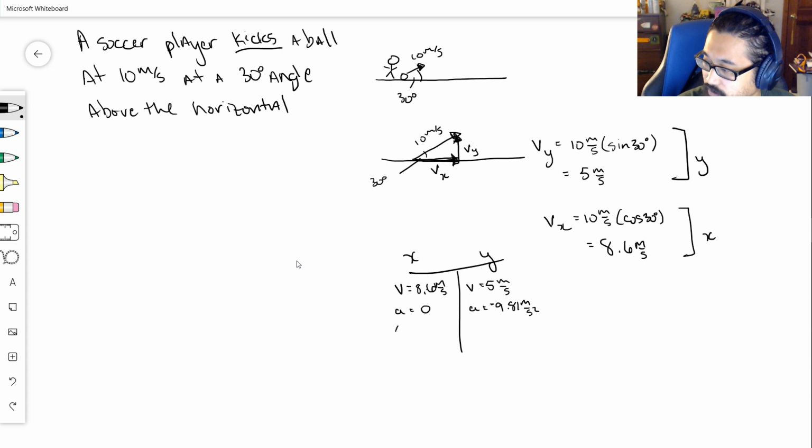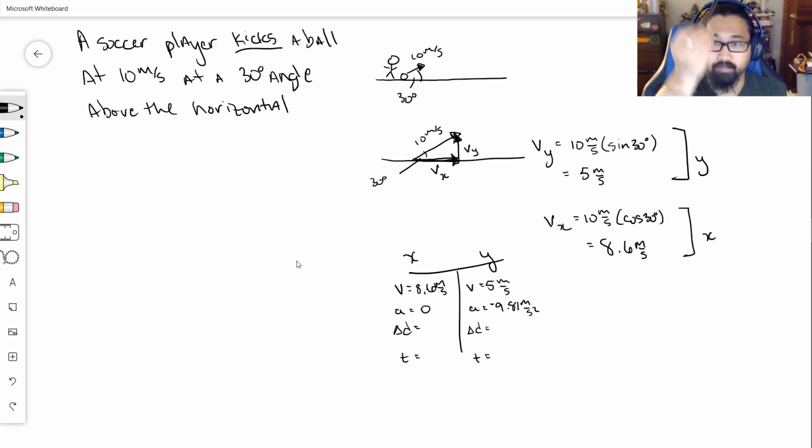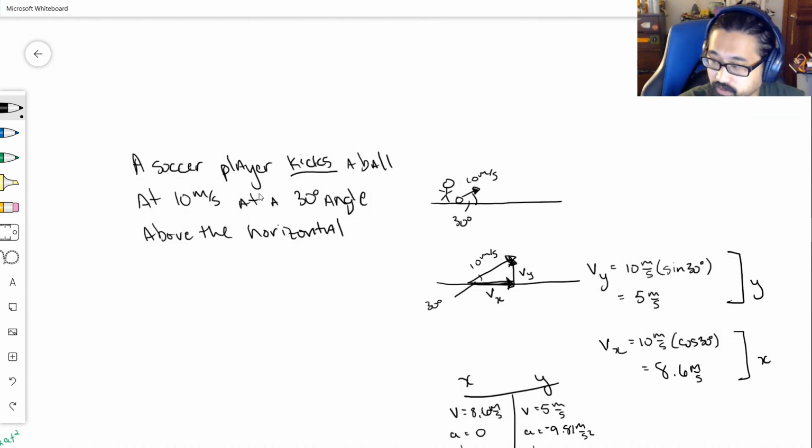I'm going to have to worry about a change in distance, and usually I'm going to have to worry about a time. Now I'm offsetting time a little bit because if you remember, the amount of time the ball is going up and down is going to be the same amount of time it goes across. So this is usually how they'll lead, right? Version one of the question.